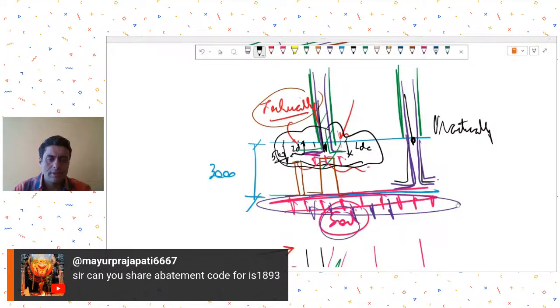Mr. Mahal Prajapati is asking, can you share the amendment of the code? You will get it online. Just type in IS 1893 amendment, or you can send me a WhatsApp message and I'll send you the amendment that I have.